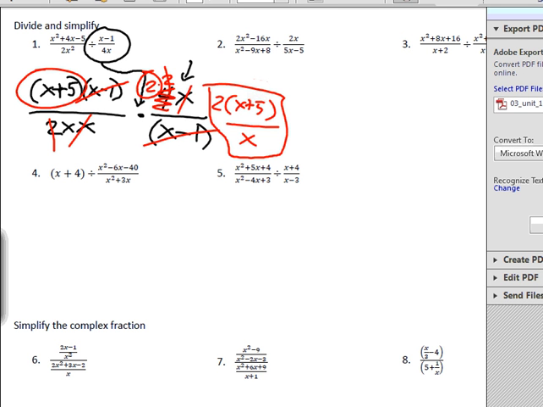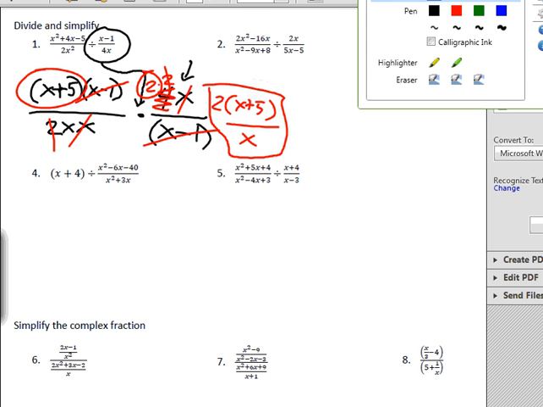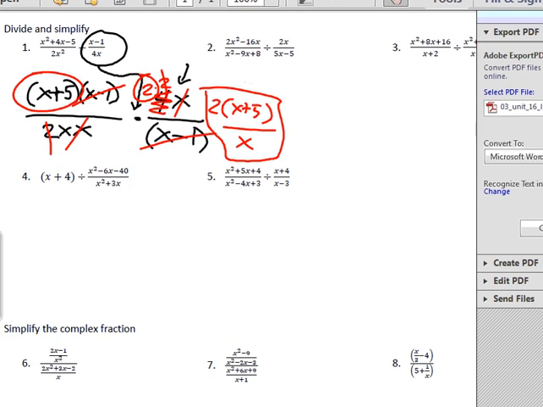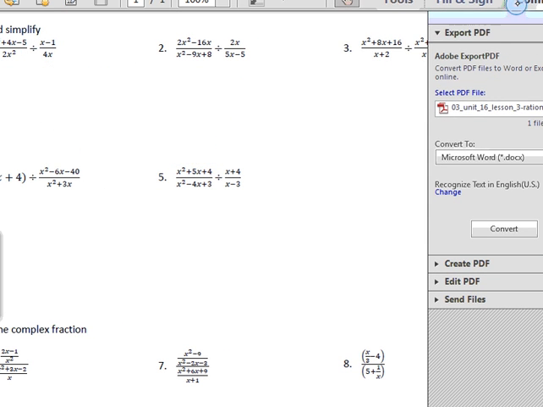All right, lots of factoring on this sheet, lots of flipping and multiplying on this sheet. Let's look at number 6. Technical issues here. Ah, there it is. That's right. Okay, looking at number 6.